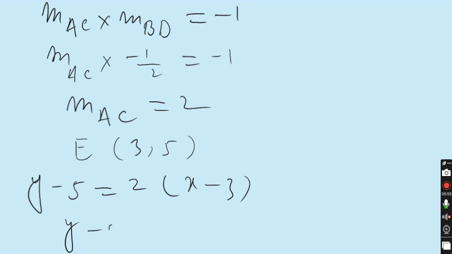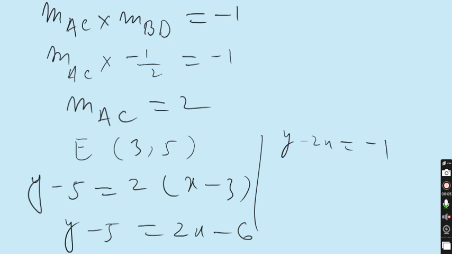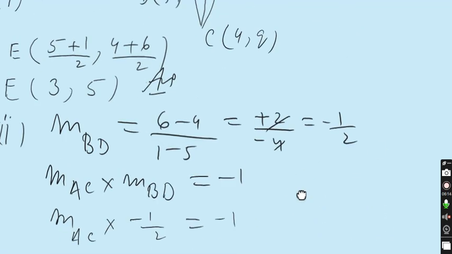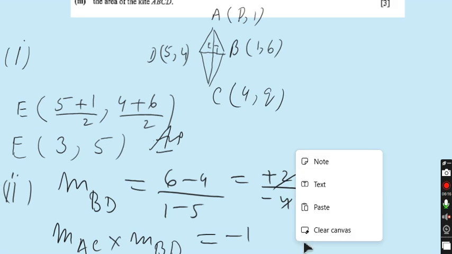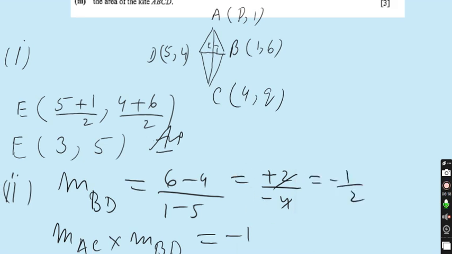So y minus 5 is equal to 2x minus 6, or y minus 2x is equal to minus 6 plus 5, which is minus 1. So this is the equation of AC, the answer to part 2. Without using the coordinates of A and C, you can easily find the equation of AC by using the gradient of AC and the coordinates of E.